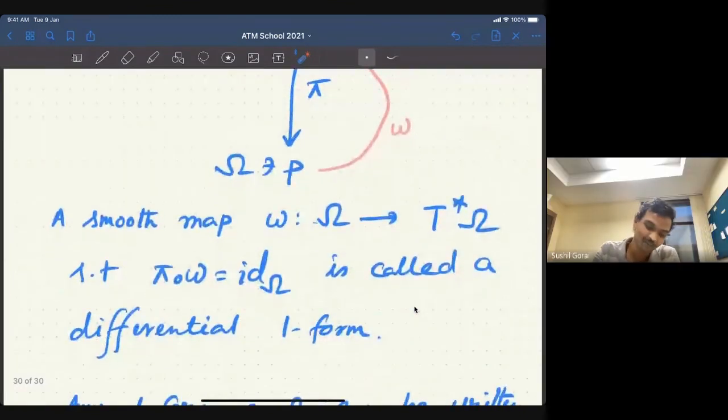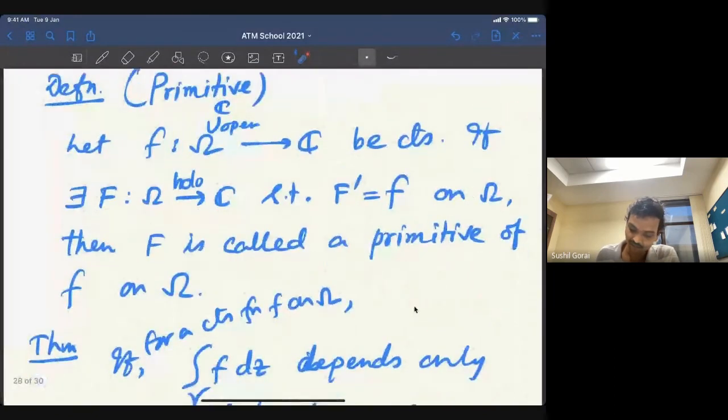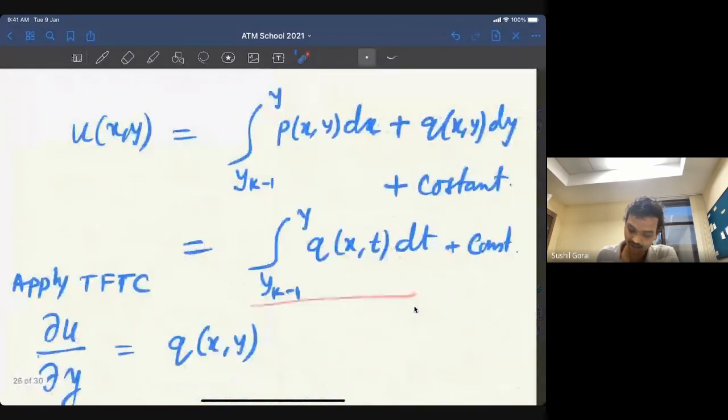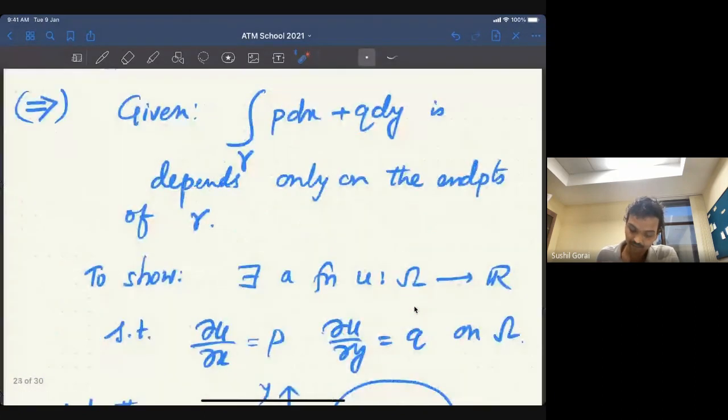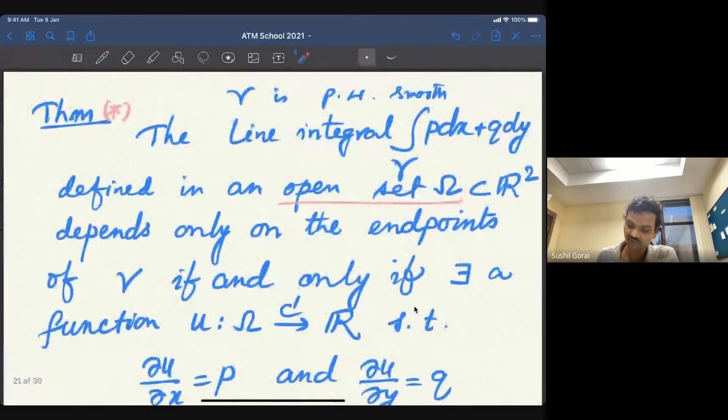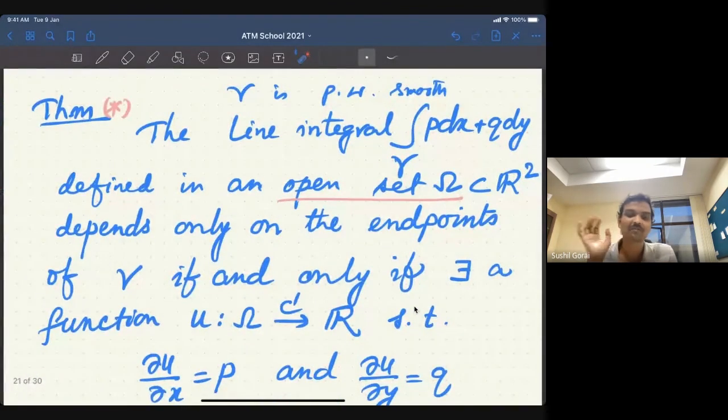But the most important thing is this theorem, which I took most of the time today to explain. This theorem is very important.